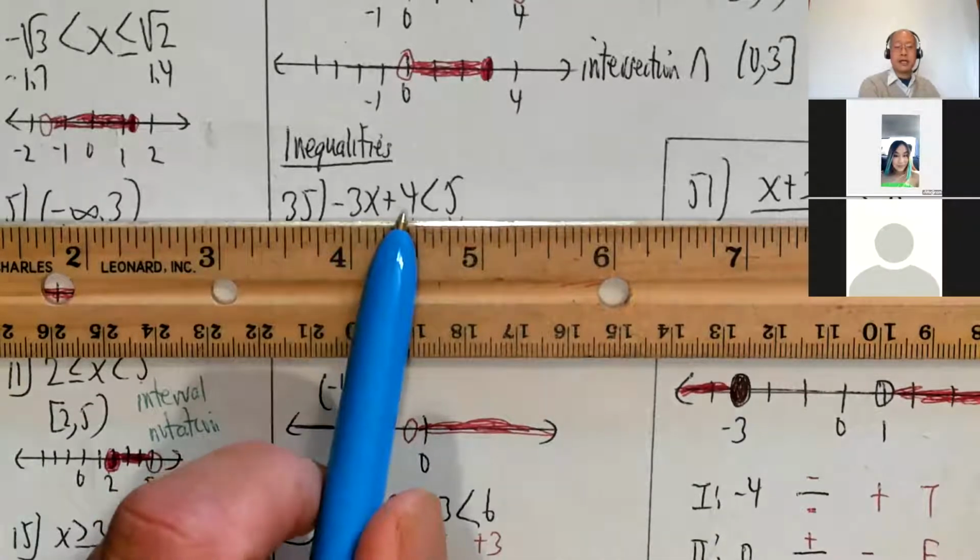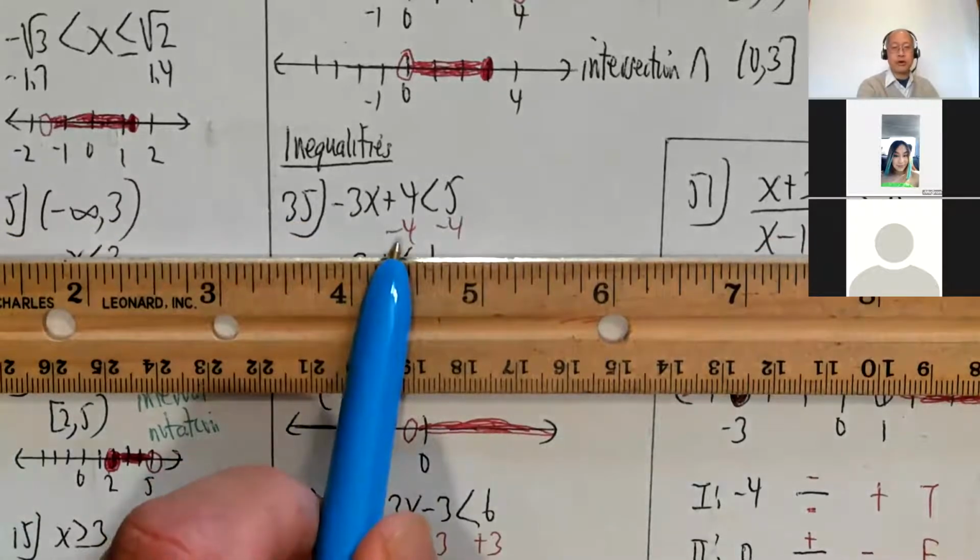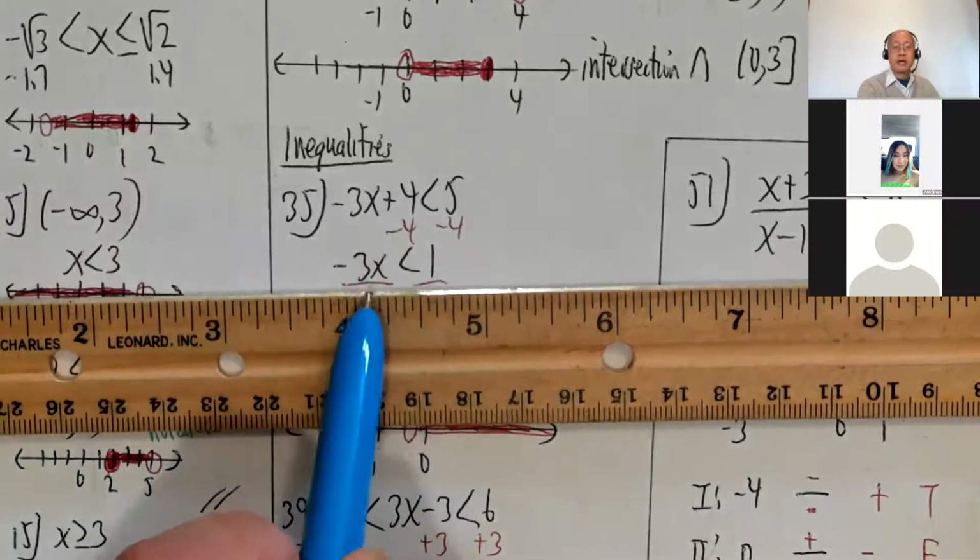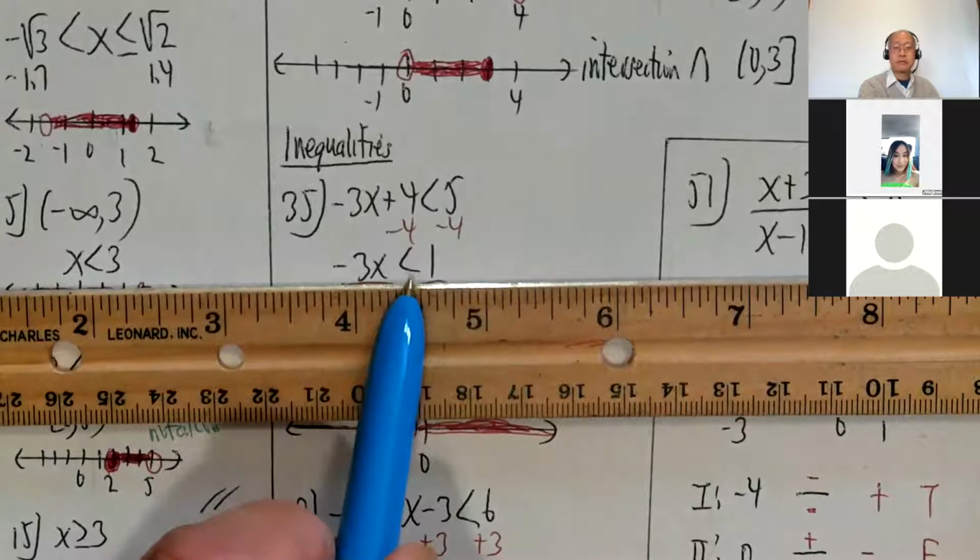Okay, so let's look at this. How do I get rid of the plus 4? Subtract 4, right? -3x is less than 1.